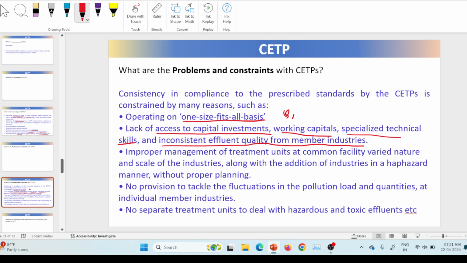Improper management of treatment units at the common facility, varied nature and scale of industries, along with the addition of industries in a haphazard manner without proper planning. No provision to tackle the fluctuations in pollution load and quantities at individual member industries. No separate treatment unit to deal with hazardous and toxic effluents.